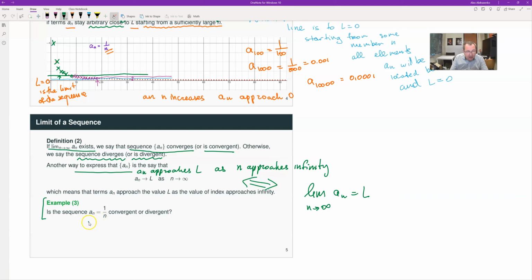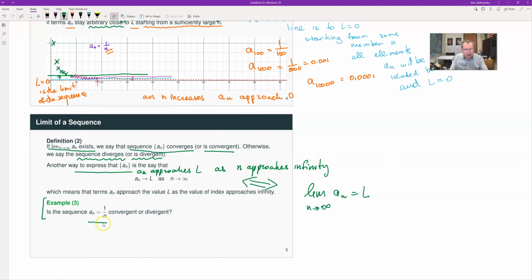With these definitions in mind, let us consider our first example. We have a sequence. A sub n is given by the formula 1 over n, and the question is: is the sequence convergent or divergent? We already looked at the graph of that sequence, and we know that it's convergent, but right now we will introduce a way of thinking that is very useful when discussing trends. It is maybe not mathematically precise, but it is very intuitive, and very useful to get meaningful results in practice.